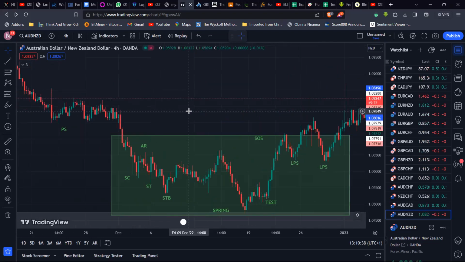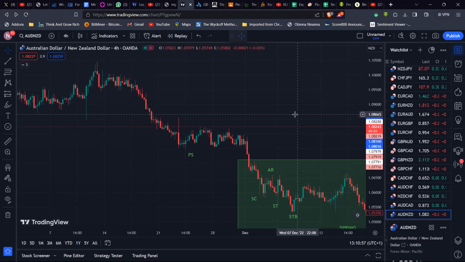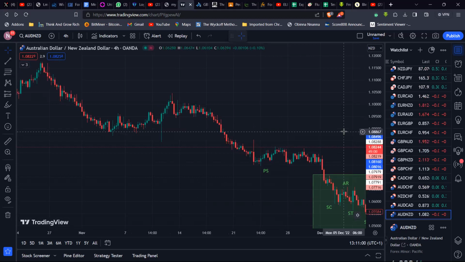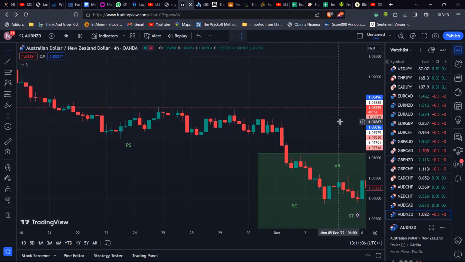So we had price make a selling climax, make an automatic rally, make several STs, right? So look at this candle, look at this big candle, right? What do you think would happen when, let me just move this here. Let's zoom in a little. Now, what do you think most people will be doing when they see this big bullish candle? People are buying heavily.